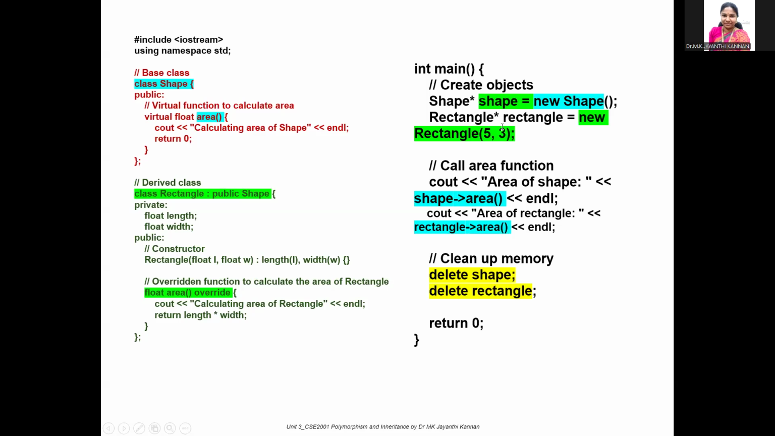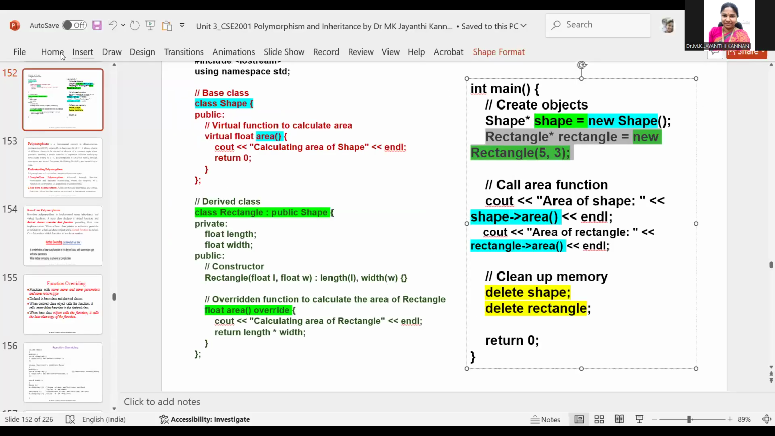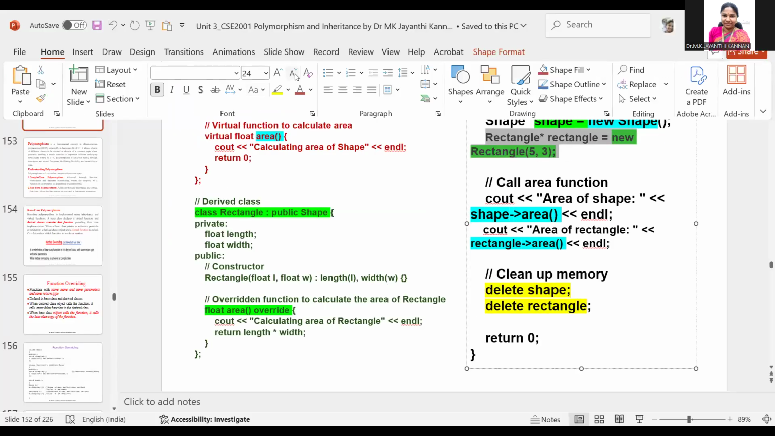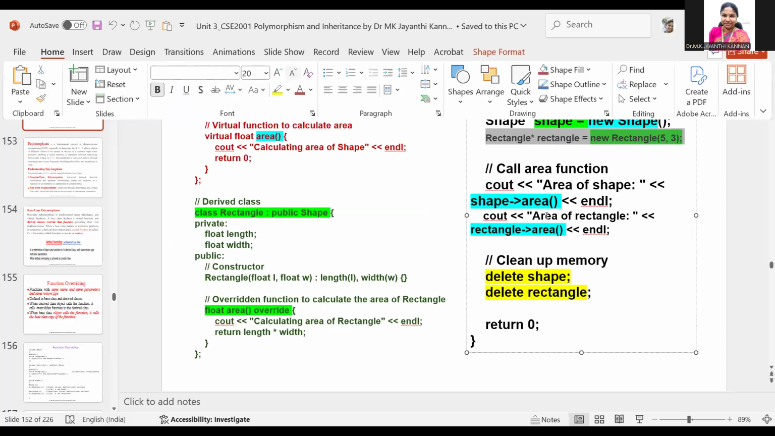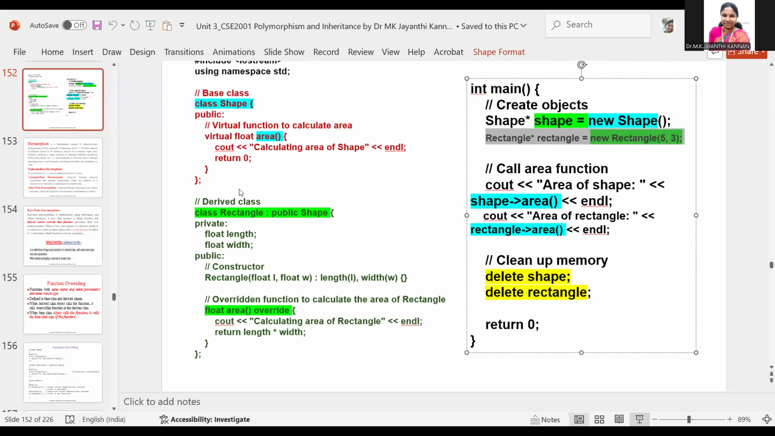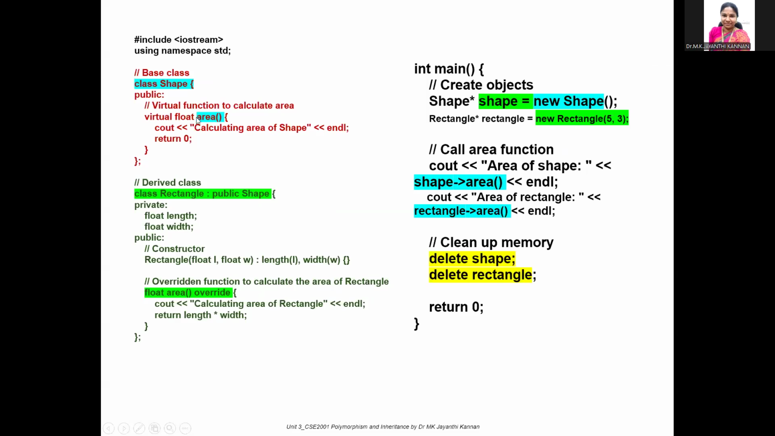Here we are using an additional feature called a virtual function that reduces our complexity. So we are making the base class function area virtual. It will act as a virtual function, and it will allow the derived class function to execute.